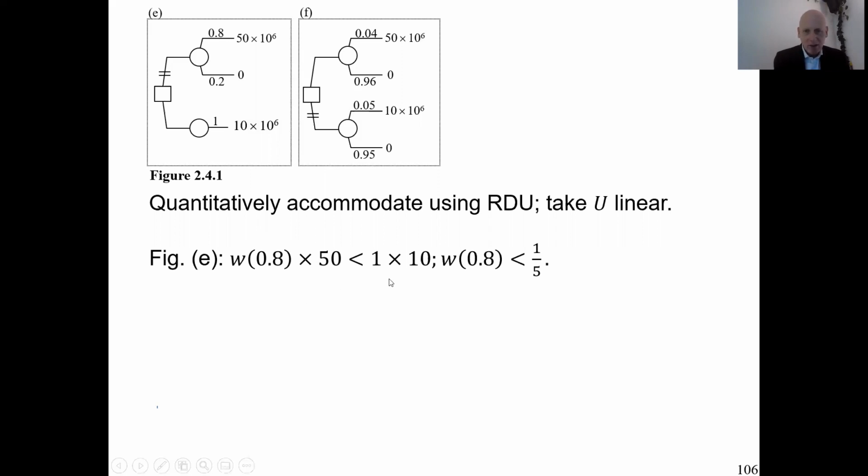This is smaller than the rank-dependent utility of the lower prospect. That is probability 1. So weight 1 goes to the outcome 10. I don't write million. So we get that inequality. I rewrite: W of 0.8 must be less than 1 over 5.